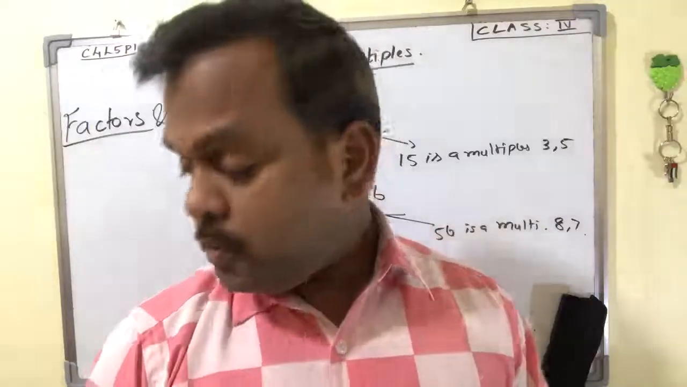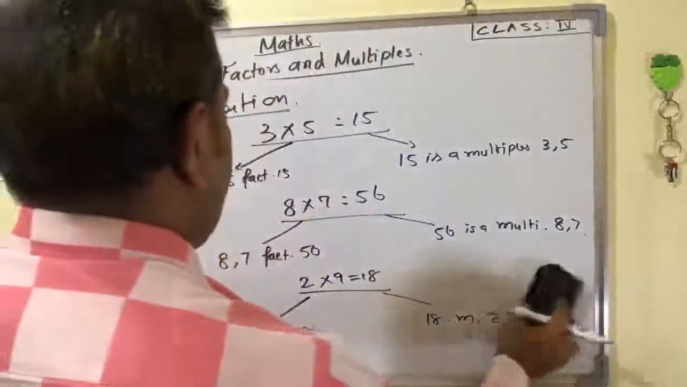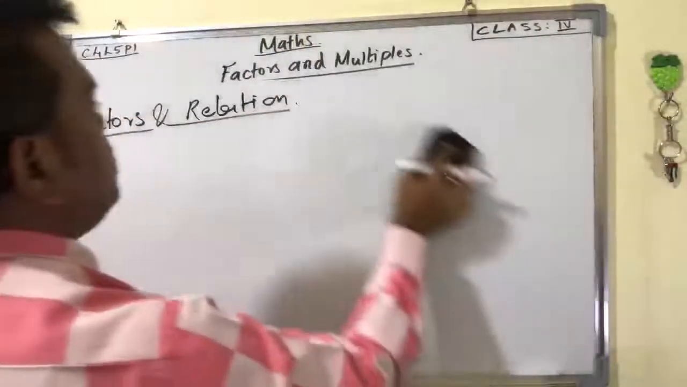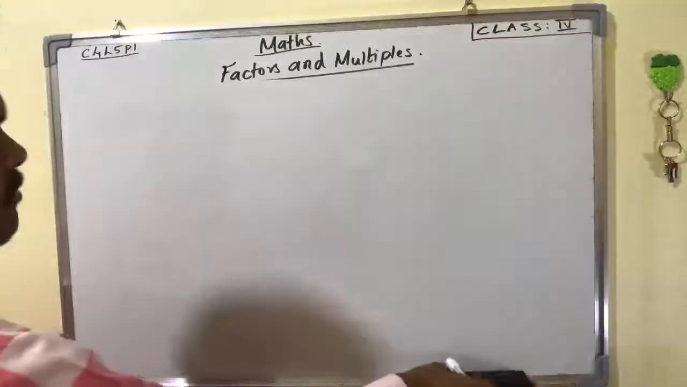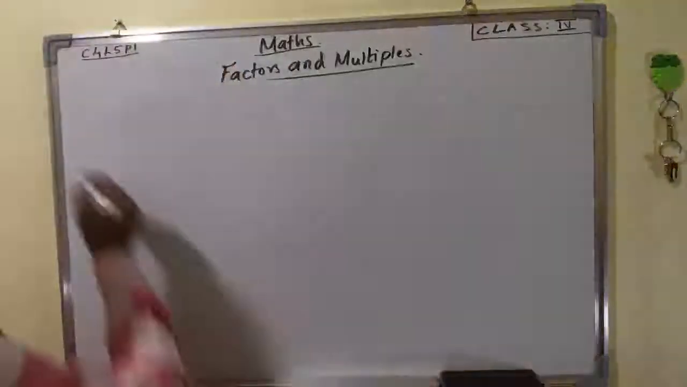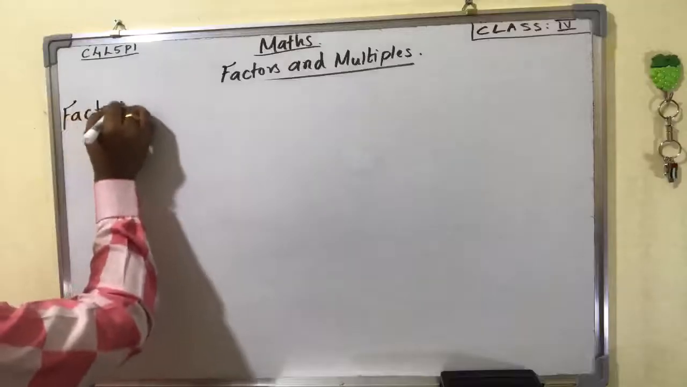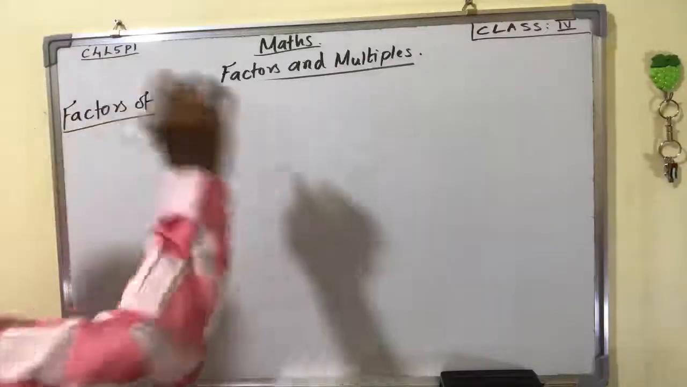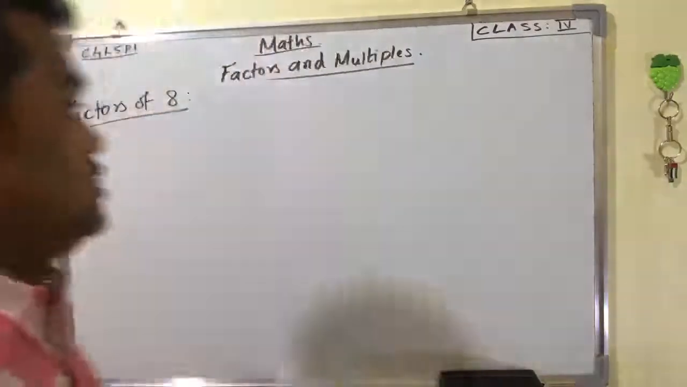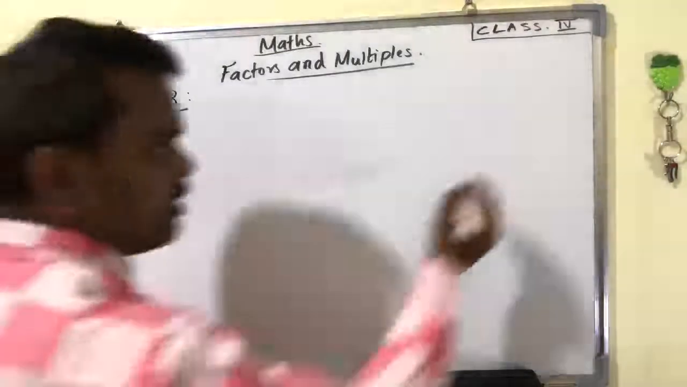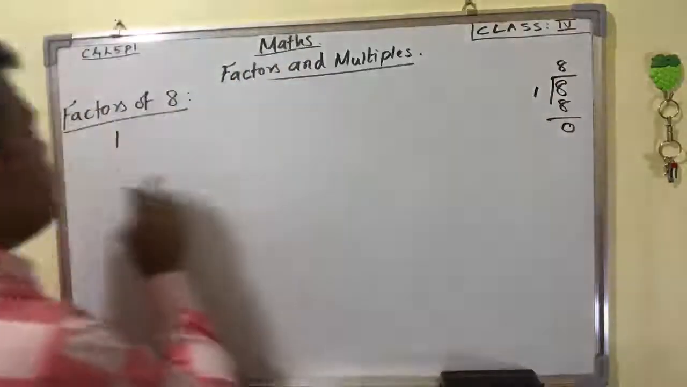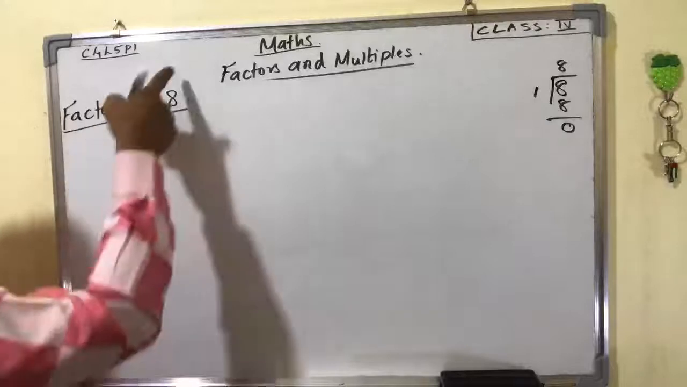Finding factors. How to find a factor? If I give you any number, how can you find the factors of that number? With a small example. Find the factors of 8. 1 is a factor of all numbers. So 1 will divide 8 without leaving any remainder. Yes, 8 by 1. 8 1 is 8. Balance 0. So 1 is a factor of 8.